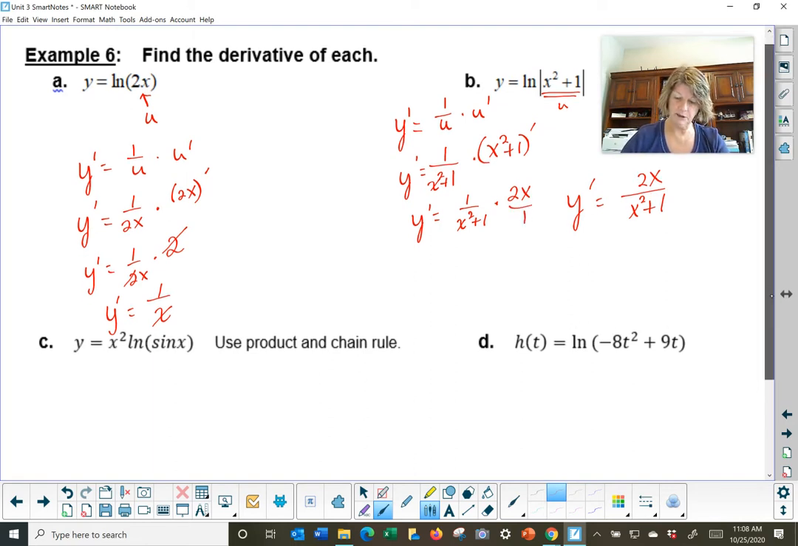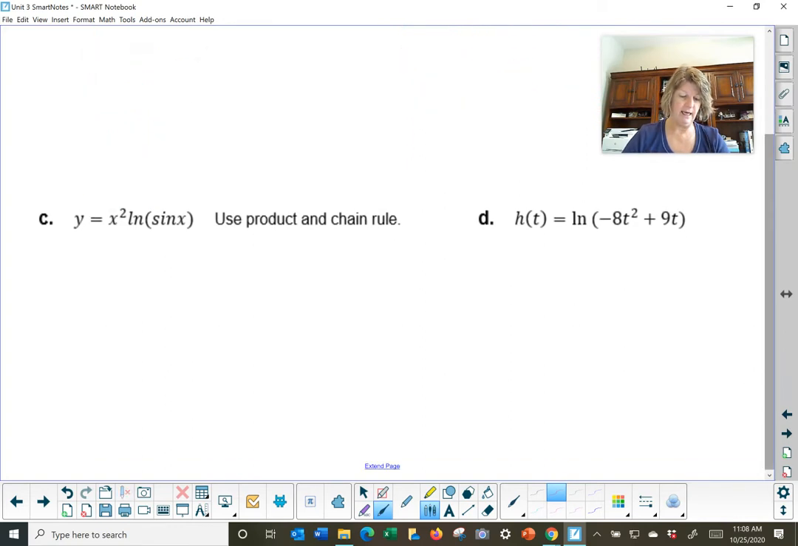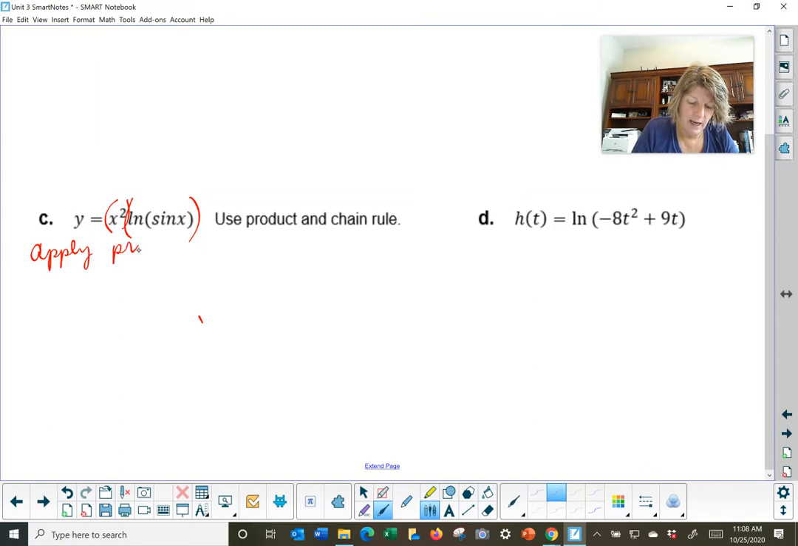For C, let me shift up here a bit. For C, I pick up a product rule. I see two things multiplying here. I'm going to apply the product rule. And then within the natural log is sine x. That's going to have a derivative of itself too. So we have product rule and a little chain rule going on. Remember our product rule, I'm going to use f's and g's on this one, will be f prime g plus g prime f as our guiding principle in taking this derivative.